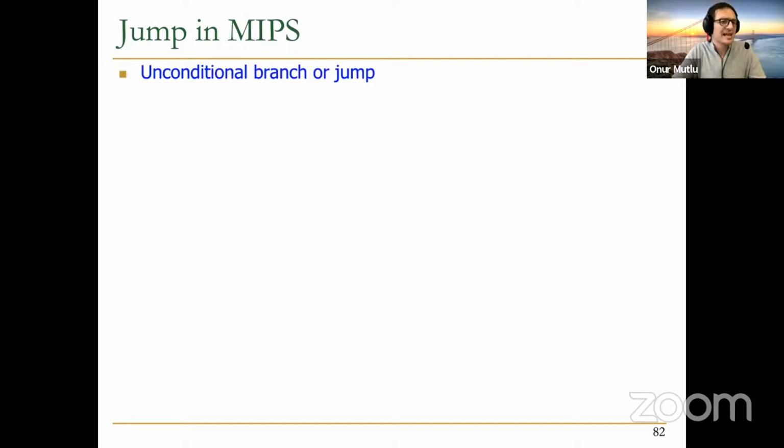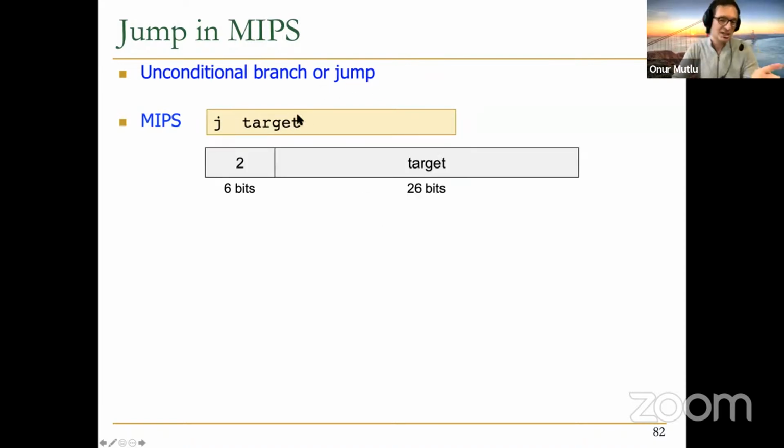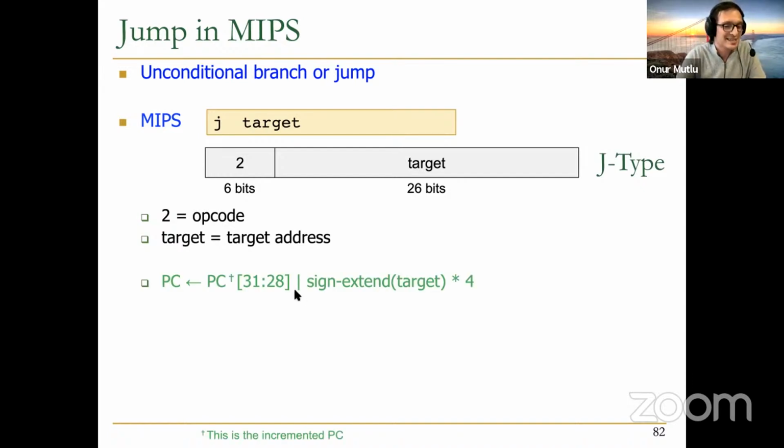So jump in MIPS is actually very similar, except it doesn't use a register. So this is called an unconditional branch or jump, but the target is encoded in the instruction itself. This is the opcode, 6 bits, and the opcode is 2. And the target is encoded as these 26 bits. And this is called a J-type instruction. So 2 is the opcode. The target address is computed this way, basically.